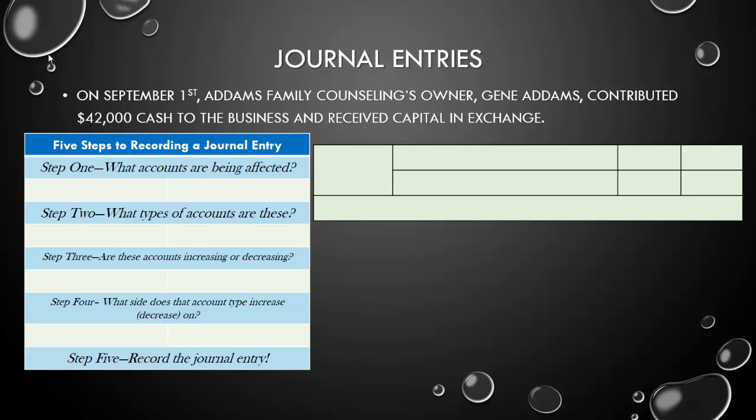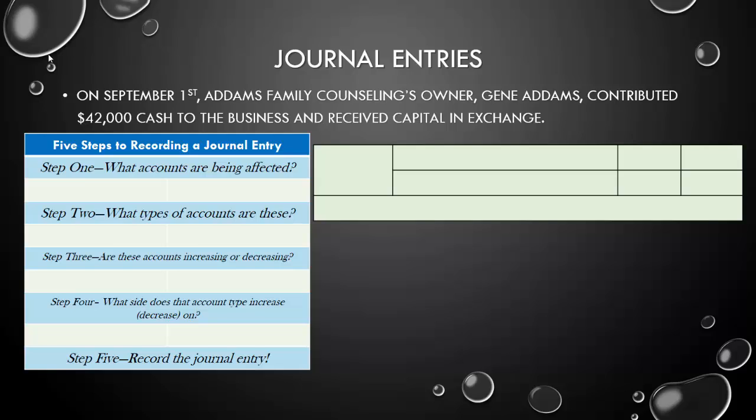So the first thing that we have is on September 1st, Adams Family Counseling's owner, Gene Adams, is going to contribute $42,000 of his own personal cash to the business, and he's going to receive capital in exchange. Let's do our 5 steps to recording a journal entry.